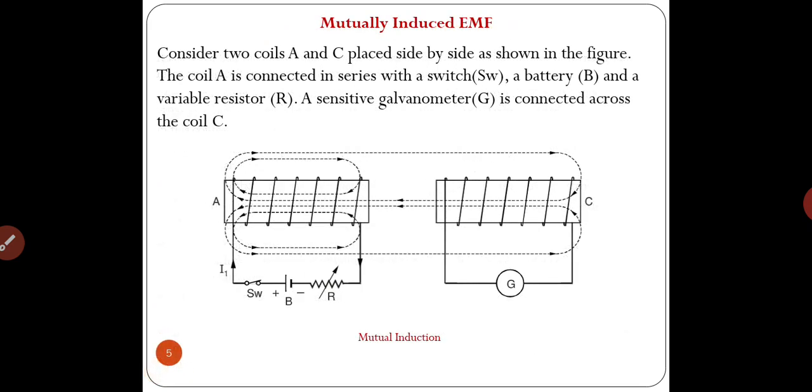Mutually induced EMF. Consider two coils A and C placed side by side as shown in the figure. The coil A is connected in series with a switch, a battery B and a variable resistor R. A sensitive galvanometer is connected across the coil C. Similar to statically induced EMF, we have here two coils: the coil A and the coil C. In coil A, there is a switch, battery and a variable resistor, whereas in the second coil, coil C, there is a galvanometer across it.